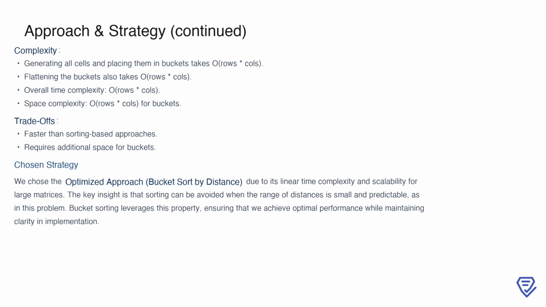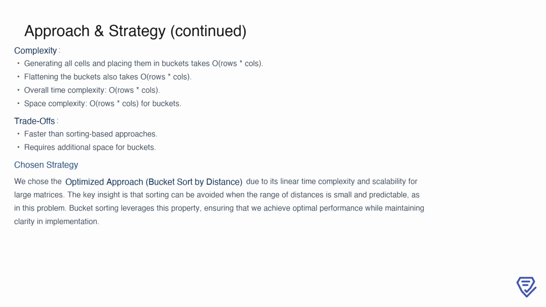Looking at the complexity of the bucket sort approach, we see that it performs very efficiently. Generating all cells in the matrix and placing them into their respective buckets takes O(rows * cols), and flattening the buckets to produce the final result also takes O(rows * cols). This gives the approach an overall time complexity of O(rows * cols). For space complexity, we use additional space to store the buckets, which requires O(rows * cols) as well, since each cell must be placed into a bucket. While this does require some extra memory compared to the brute force method, the trade-off is well worth it for the significant reduction in time complexity.